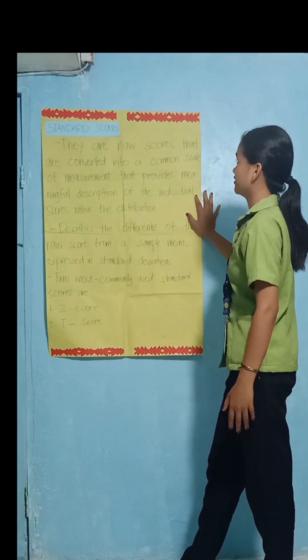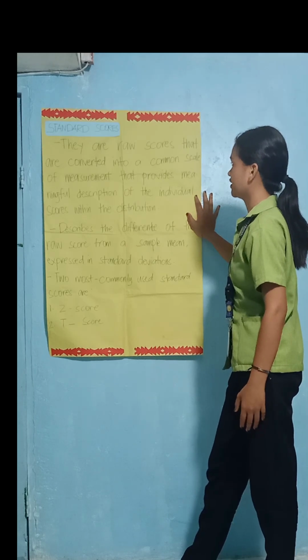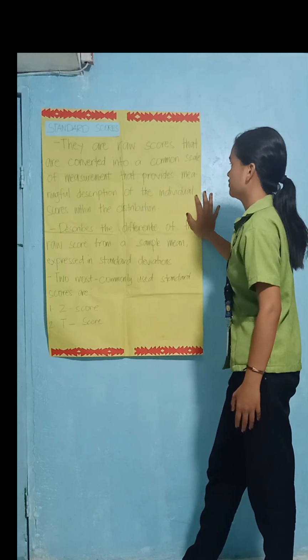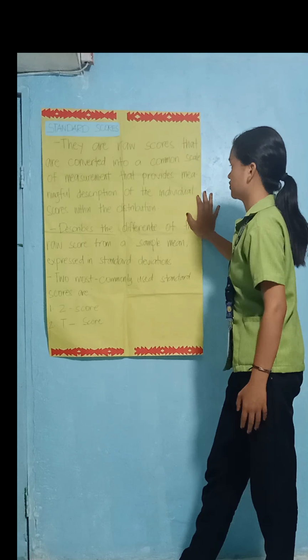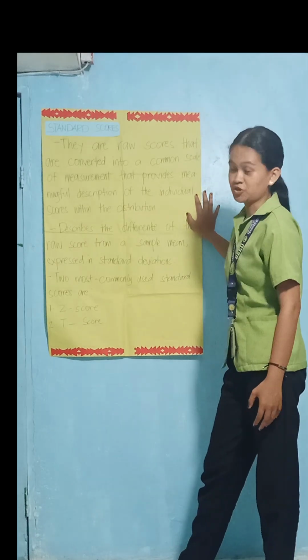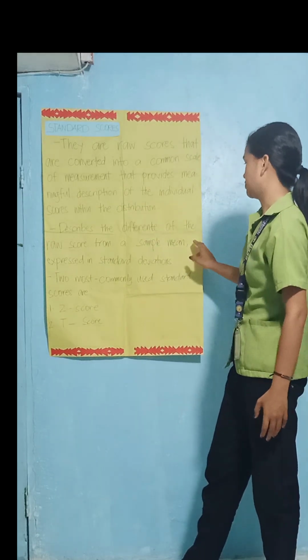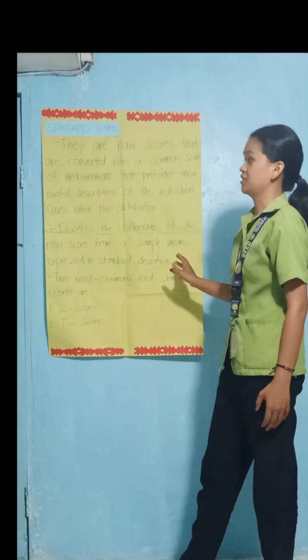Standard scores are raw scores that are converted into a common scale of measurement that provides a meaningful description of the individual scores within the distribution. They describe the difference of the raw score from a sample mean expressed in standard deviation.